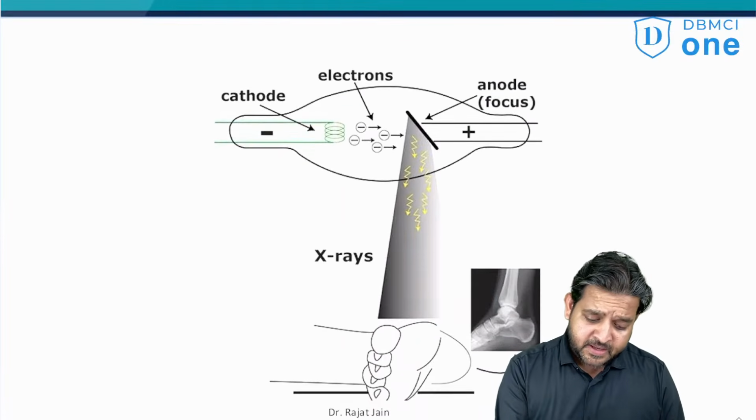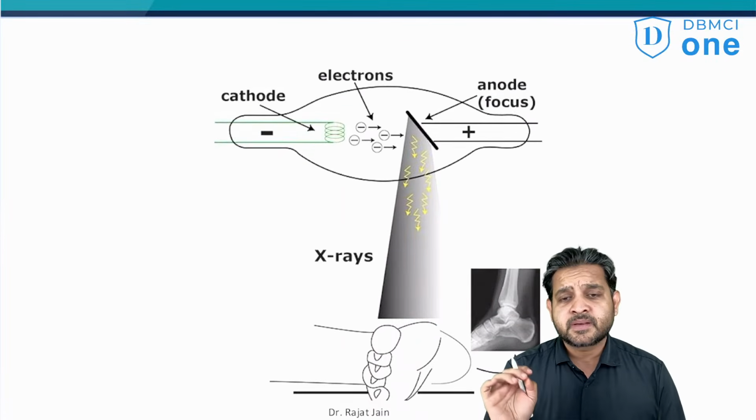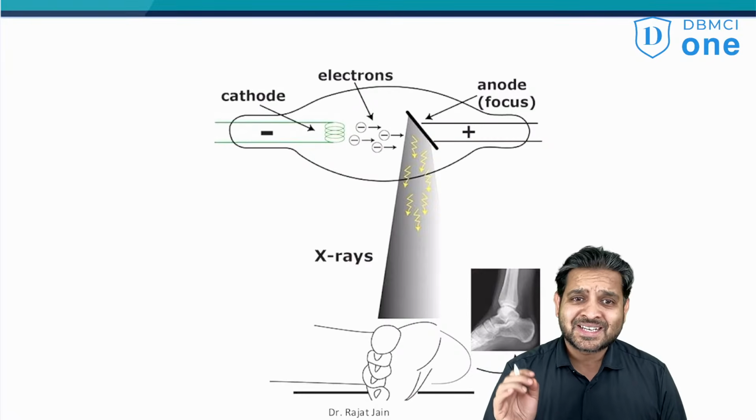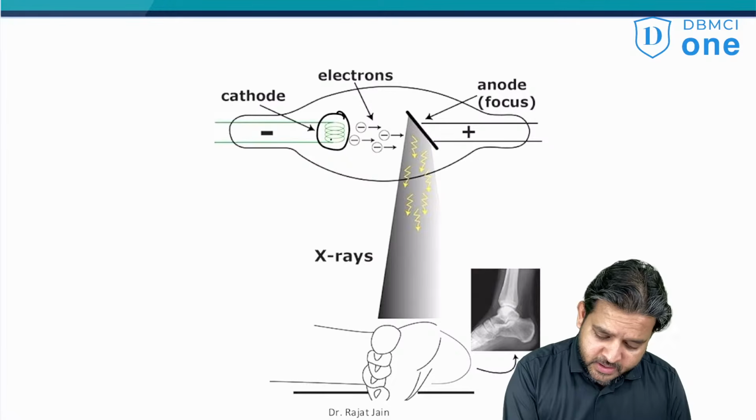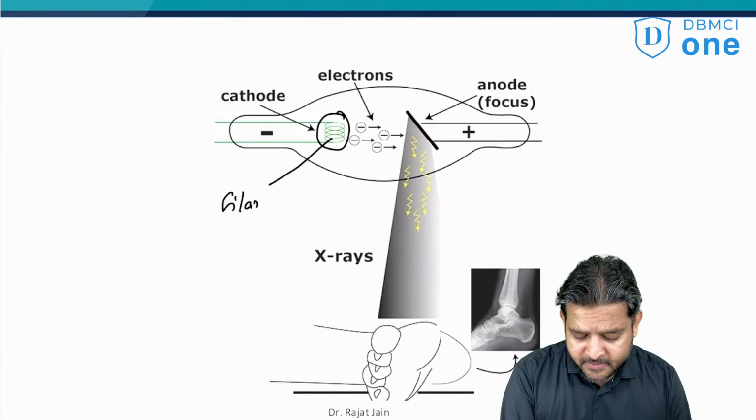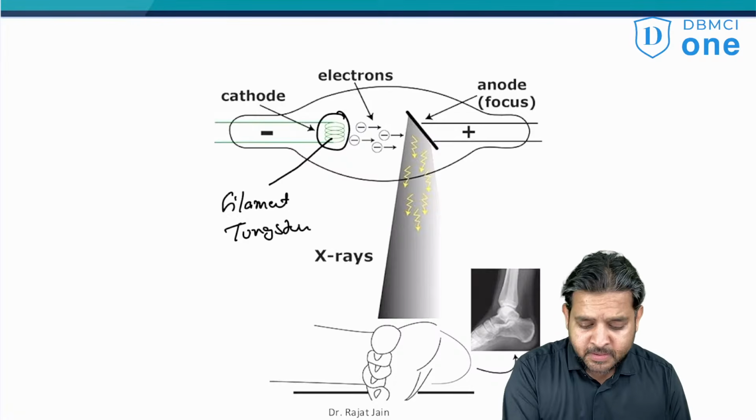Now let us look at the first module, which is X-ray fundamentals. In the X-ray fundamentals, this is the first image that I want you to remember, which is a diagram of an X-ray tube. Now it is to be noted that the cathode has a very important part, which is the filament. Now the filament is made up of tungsten. And what is the purpose of the filament?